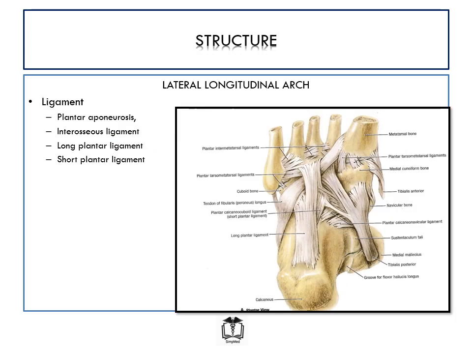Then the ligaments involved in forming the lateral longitudinal arc include the plantar aponeurosis, interosseous ligaments, and the long and short plantar ligaments. These are all ligaments that we see in the medial longitudinal arc. So aside from the spring ligaments and deltoid ligaments, the rest of the ligaments of the medial longitudinal arc are also involved in strengthening and forming the lateral longitudinal arc.